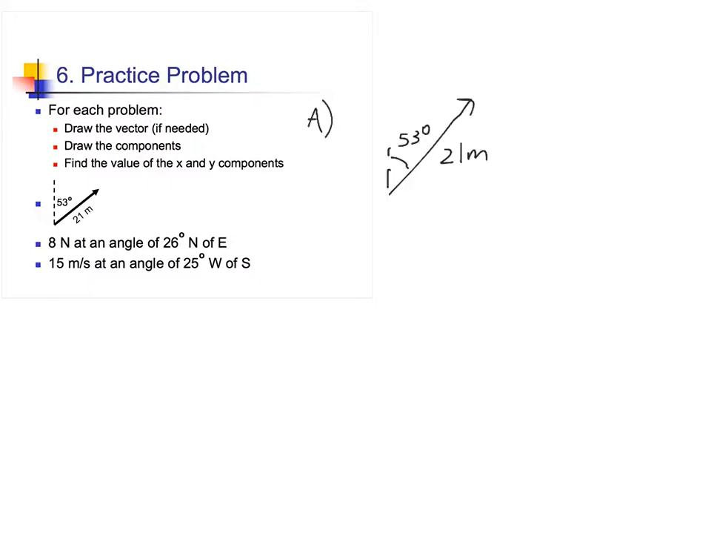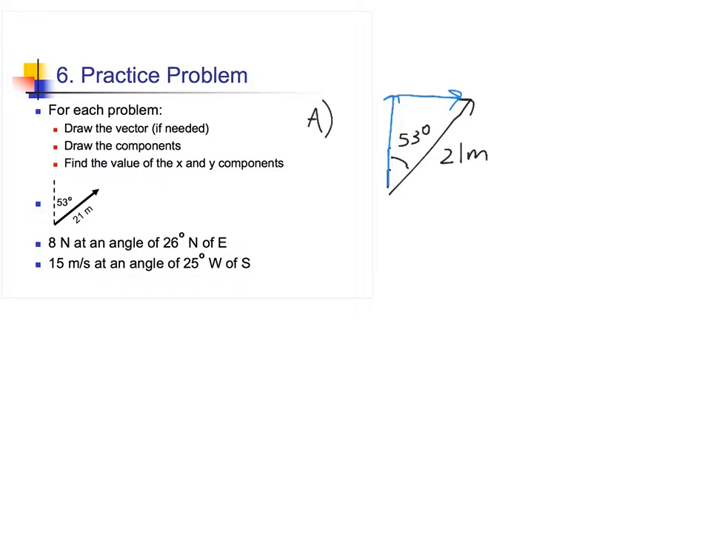So here's my first vector that I just redrew over here. First thing I'm going to do is draw the components. So we have one component going up, one component going to the right. I'm just using the angle that I'm given, so that 53 degrees that I know is part of the triangle, but you obviously could draw it the other way and find that other angle.